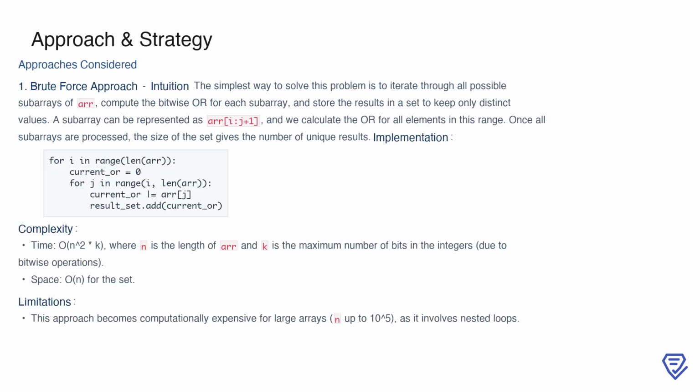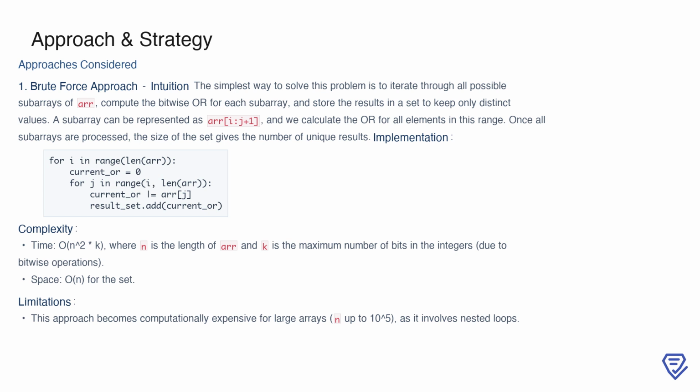To start, let's consider the brute force approach. The intuition here is straightforward. We iterate through all possible subarrays of the given array, calculate the bitwise OR for each subarray, and store the results in a set to ensure that only unique values are kept. A subarray can be represented as ARR[i..j+1], and for every subarray, we compute the OR of all elements in that range. Once all subarrays have been processed, the size of the set will give us the total number of unique results. For implementation, we use two nested loops.